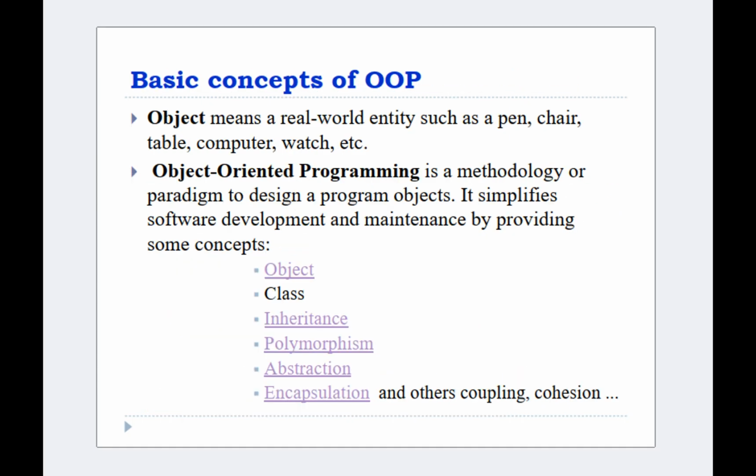Basic concepts of OOP. Object means a real-world entity such as a pen, chair, table, computer, watch, etc. Object-oriented programming is a methodology or paradigm to design a program using objects. It simplifies software development and maintenance by providing some concepts.